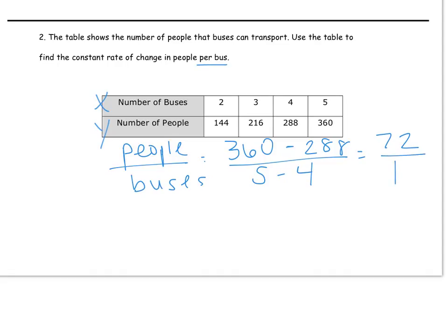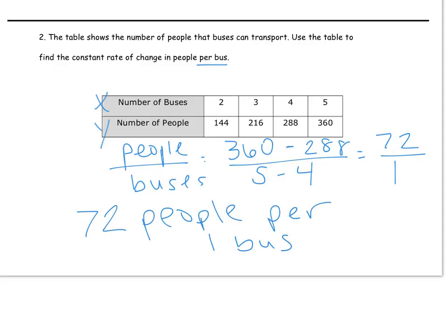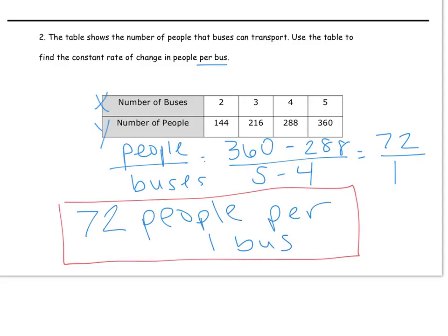So right there it means that I'm going to have 72 people per one bus. And that's the answer that we're looking for. 72 people per one bus. And that's your answer. Like I said, this is a review of what you've been doing since 5th grade. So let's go on and go to example number 3.